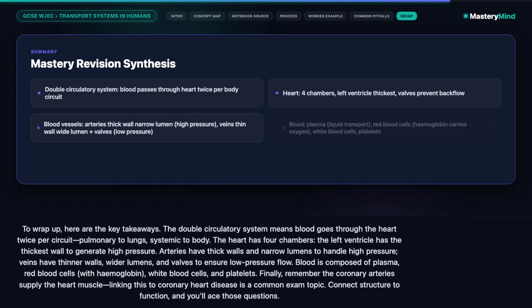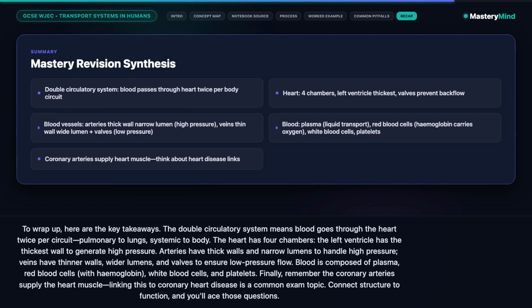The double circulatory system means blood goes through the heart twice per circuit, pulmonary to lungs, systemic to body. The heart has 4 chambers. The left ventricle has the thickest wall to generate high pressure. Arteries have thick walls and narrow lumens to handle high pressure, veins have thinner walls, wider lumens, and valves to ensure low pressure flow. Blood is composed of plasma, red blood cells, with hemoglobin, white blood cells, and platelets.